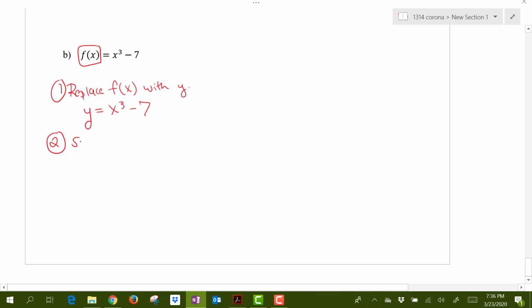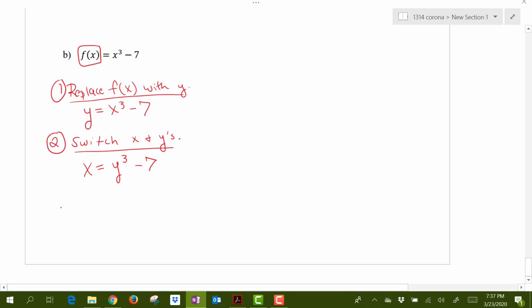The second step is to switch x and y's. So everywhere I see a y, I'm going to put an x, so I have x equals. Everywhere I see an x, I'm going to put a y. So we're going to switch them. Alright, and that's step 2.